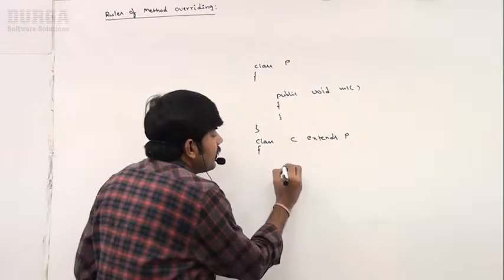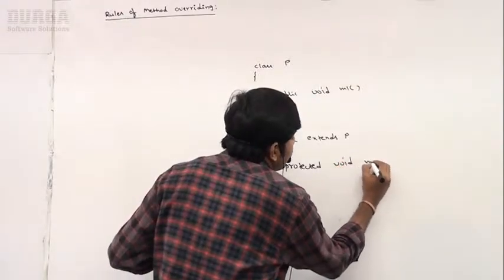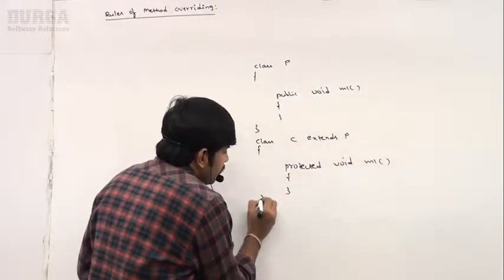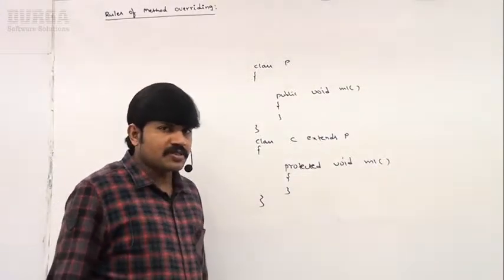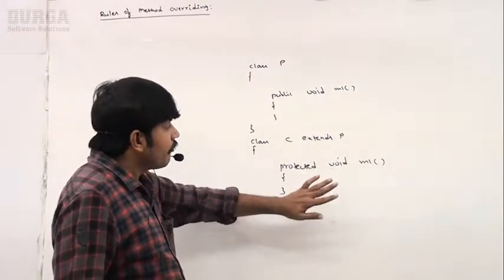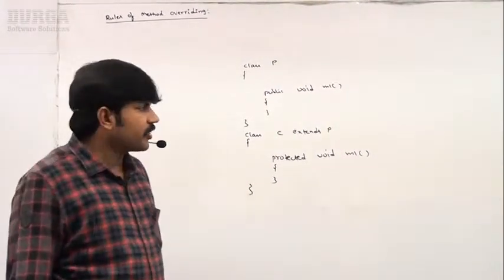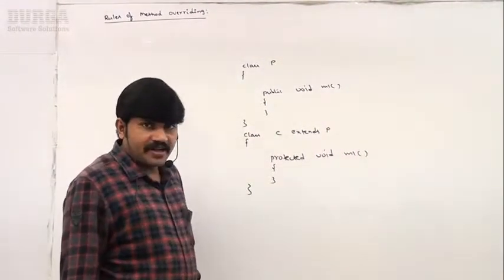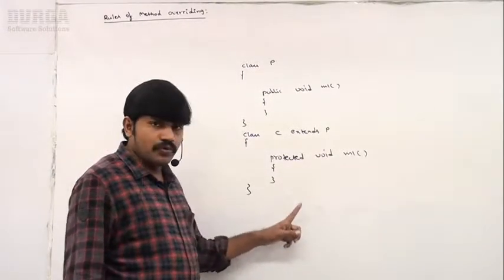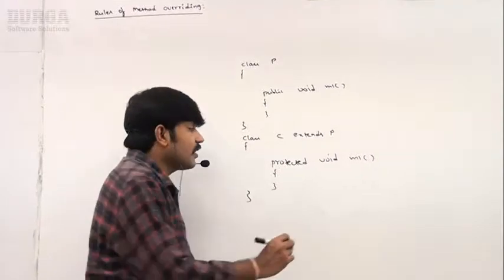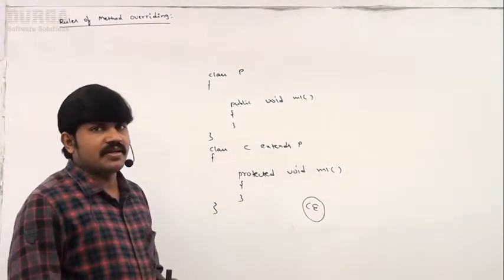Now here I'm taking protected void M1, just like this, right? Can you please confirm, is it valid overriding or not? Okay, remember, if I try to do it like this, immediately we are going to get a compile-time error. What is the reason for that?